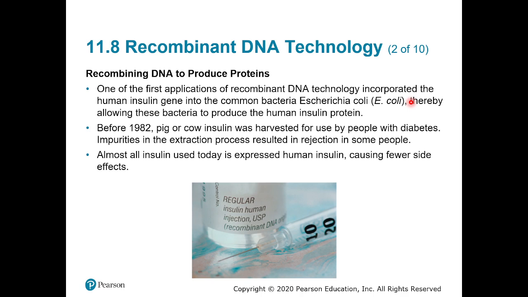Before 1982, we would use pig or cow insulin, harvested for use by people with diabetes. However, we had a lot of problems with this because of impurities in our extraction process. It could cause rejection in some people, and so then they would just be kind of doomed. Almost all insulin today is expressed human insulin, though this may not be true in the near future. They've made an insulin-like structure that can modulate its own function in people's blood. So there's a cool thing that might be replacing this in the near future, but for now, this is the insulin.